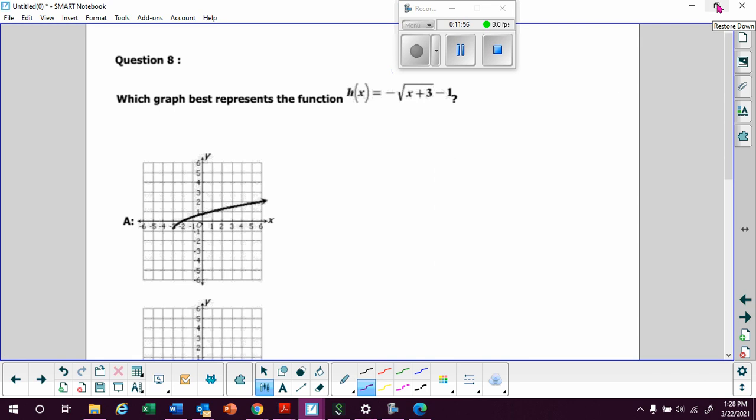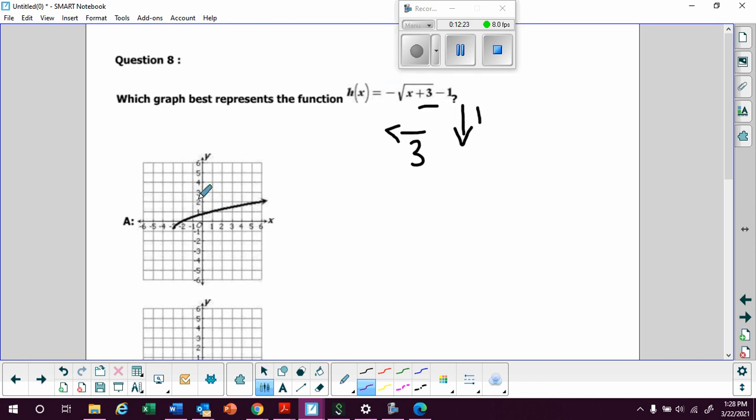Which graph best represents h of x equals negative 3x minus 1? Just remember, without even putting it in decimals, I can see this is the horizontal shift. That means I'm going left 2, right? Left 3, I'm sorry. And then the negative 1 is a vertical shift. That means I'm going down 1. And then the negative makes it flip.